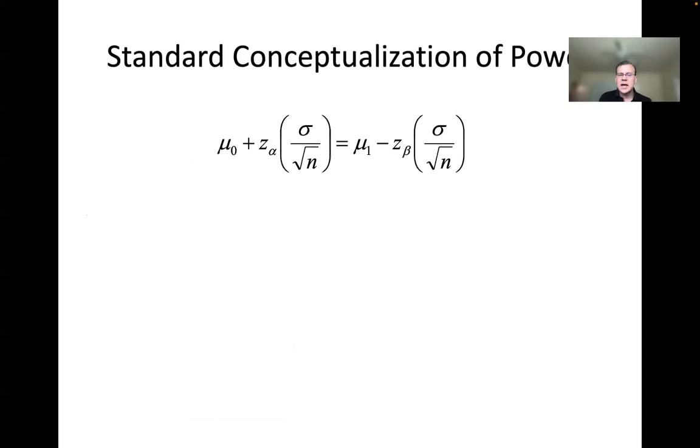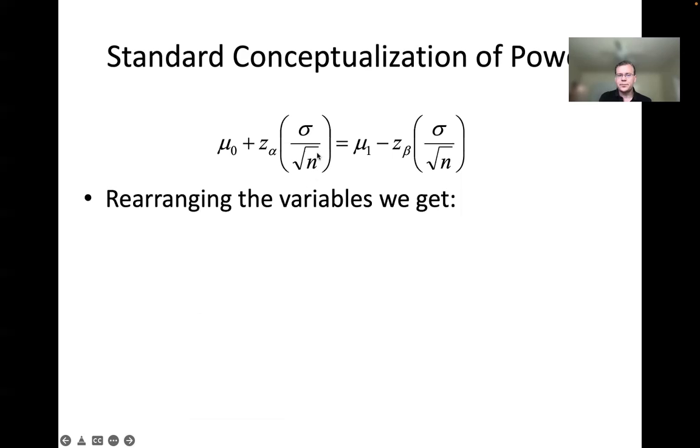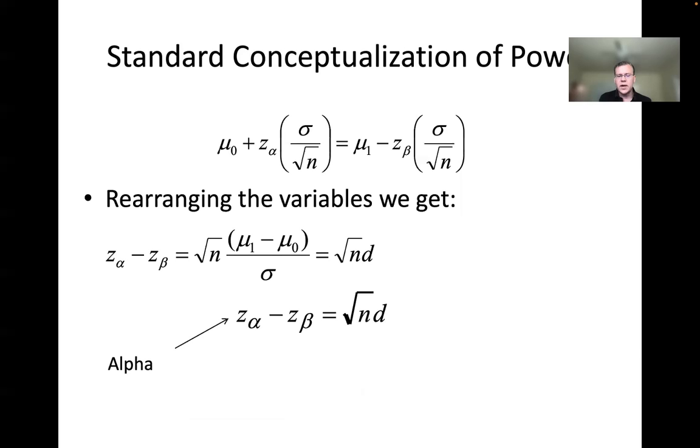So when we think about the standard conceptualization of statistical power, we're really thinking about those four elements. We've got our effect sizes, our sample sizes, and the alpha and beta levels. If we take this simple equation and arrange it, we can show that the difference between our alpha level and our beta level is equal to the square root of our sample size times our effect size. This works pretty well for a lot of cases when we're looking at differences of means, or at correlations or something like that.